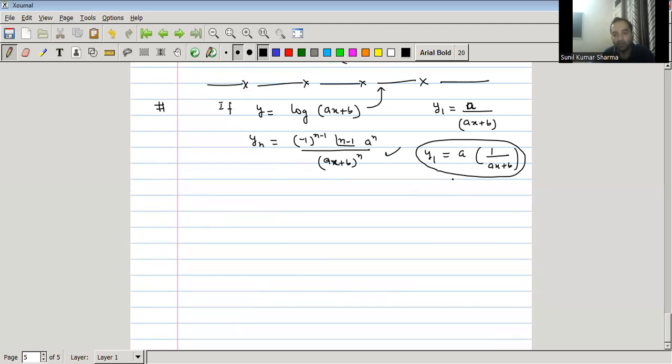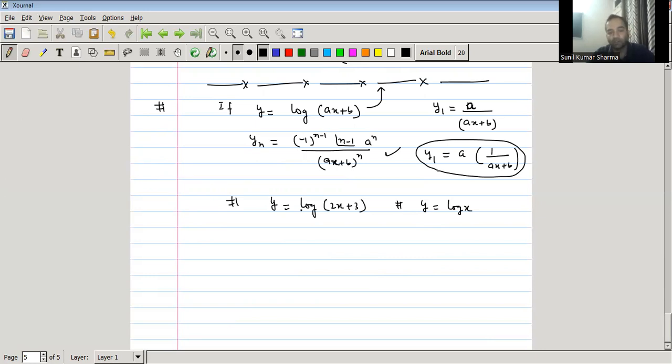And after the nth derivative of this function, you get this. So again you try to solve this by principle of mathematical induction. And after that, when you solve this, try this: y is equal to log of 2x plus 3. y is equal to log of x. Right? So try to find out the nth derivative.